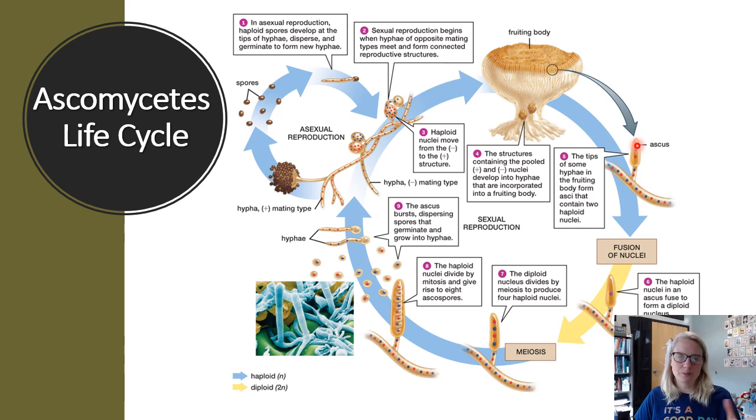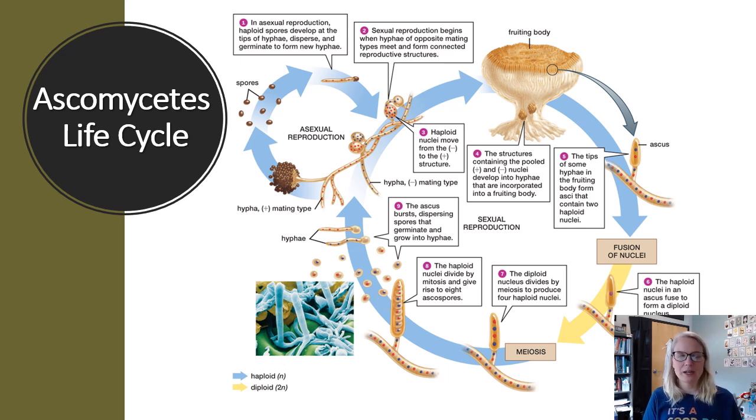Again, ascomycetes versus basidiomycetes is based on the shape or structure of these sexually reproducing structures. So again, you fuse your plus and minus to get a diploid nucleus. It will quickly go through meiosis to produce 4 haploid nuclei, and then they divide by mitosis to give us 8. So that's a key feature of ascomycetes: 8 little spores that then get released and grow into their haploid hyphae.